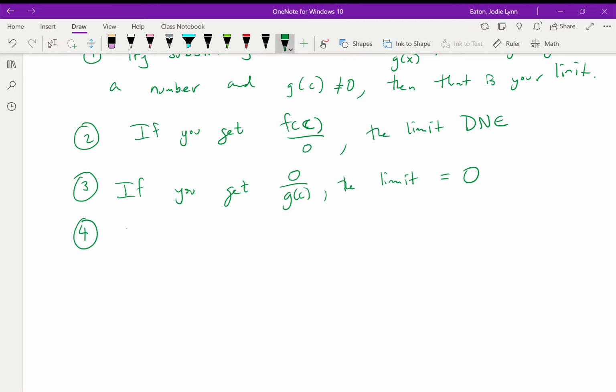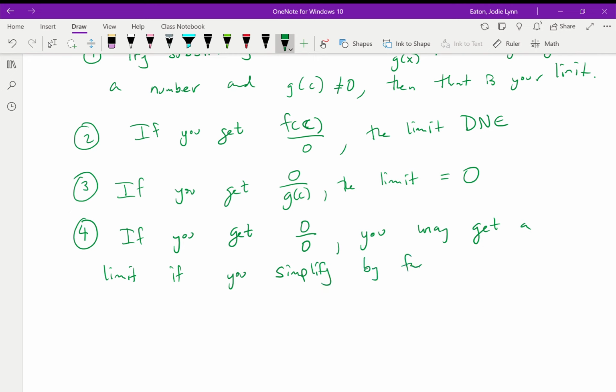And finally, if you get 0 over 0, you may get a limit if you simplify by factoring or using another technique. All right, thanks. Hope that that helps. And the next lesson will have a bunch more different examples of how to find limits in some more sticky kinds of situations.